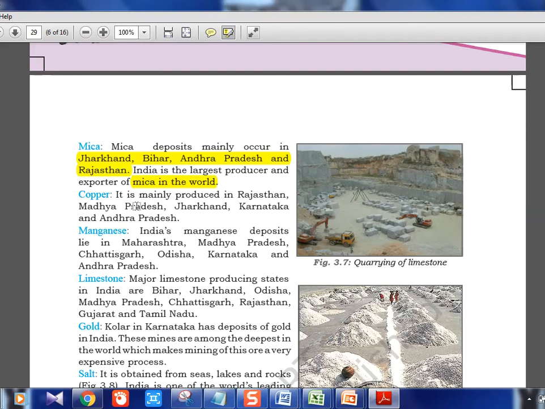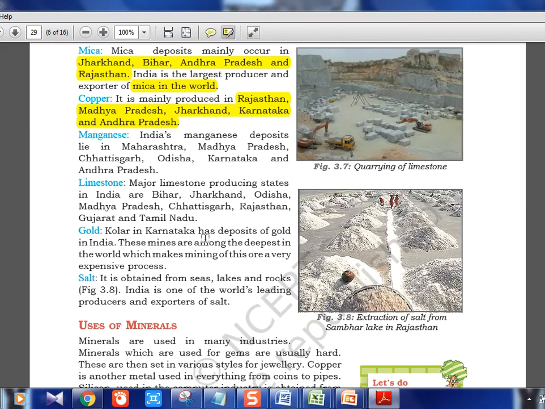Copper is mainly produced in Rajasthan, Madhya Pradesh, Jharkhand, Karnataka, and Andhra Pradesh. So almost all the places you see, it's almost similar. Okay, south, east, or central. We don't see many places of north India. Manganese deposits: Maharashtra, Madhya Pradesh, Chhattisgarh, Odisha, Karnataka, Andhra Pradesh. Okay, so here Jharkhand is not mentioned. Limestone, again Bihar, Jharkhand, Odisha, Madhya Pradesh, Chhattisgarh, Rajasthan.